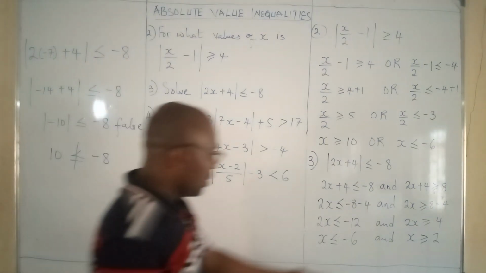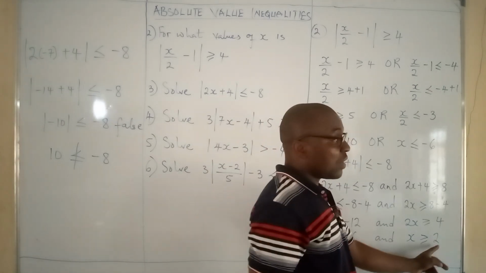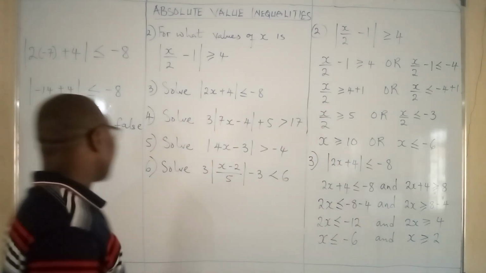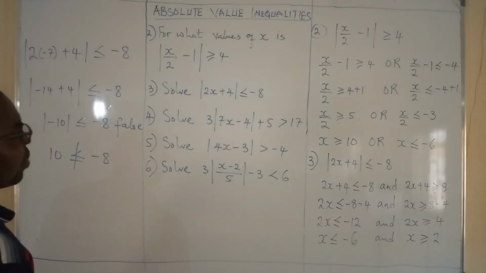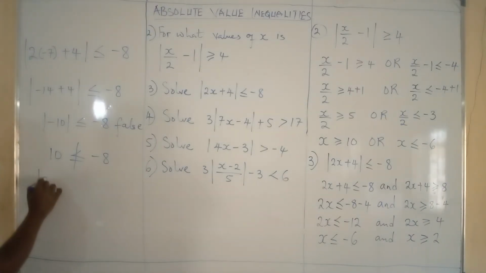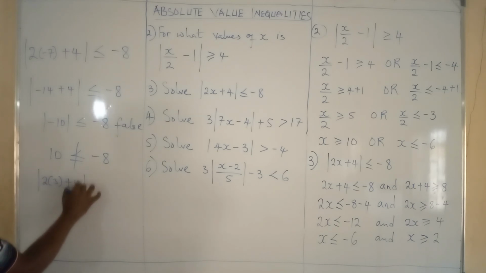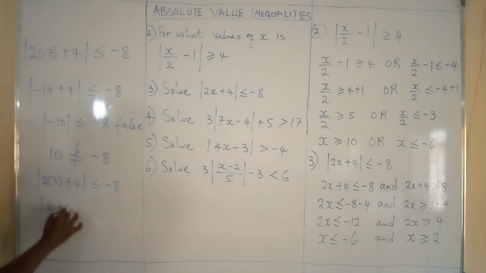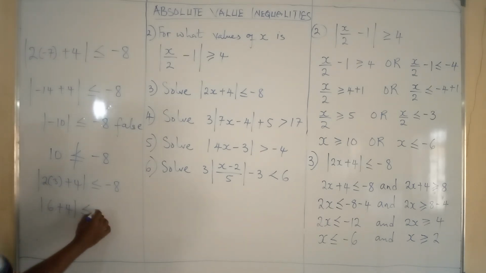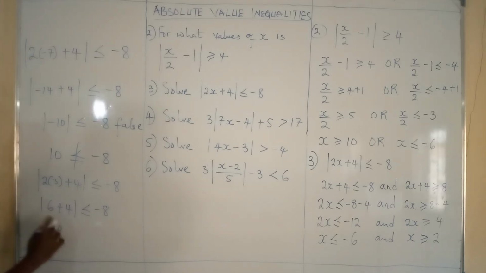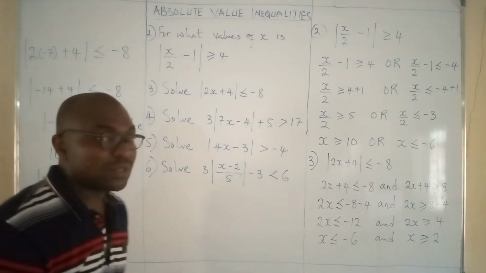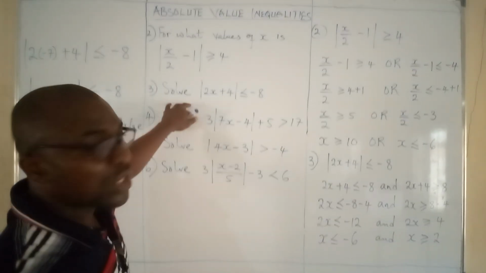Now, another way: let's pick a number in the range x is greater than or equal to 2, for example, 3. If we pick 3, this will become the absolute value of 2 times 3 plus 4. Let's see if the statement will be true. This will give us 6 plus 4, which is 10. And so you see, 10 is not less than or equal to negative 8, so it is false, which therefore means that there is no solution to question number 3.